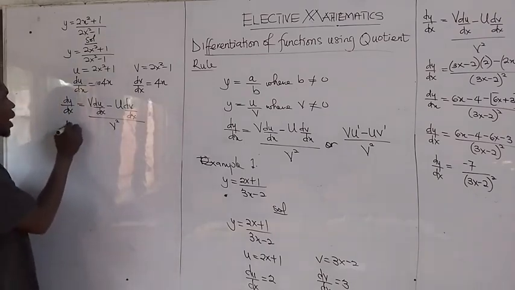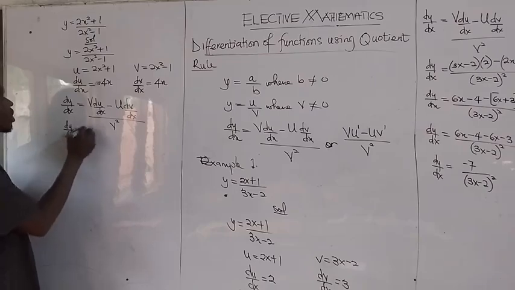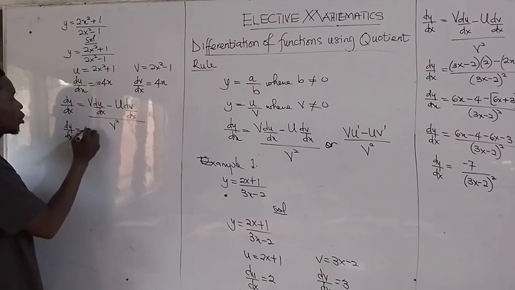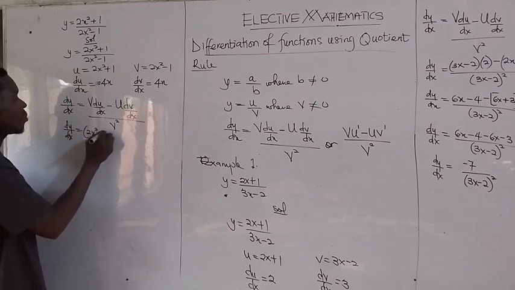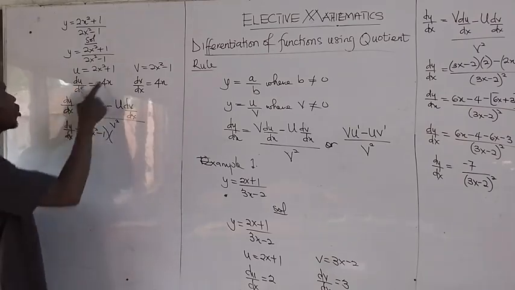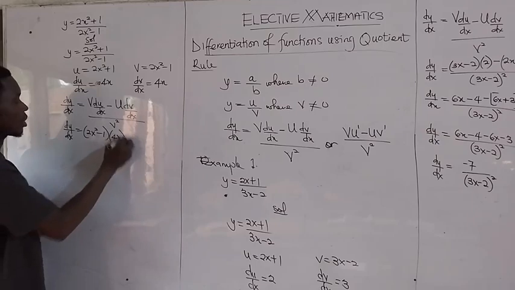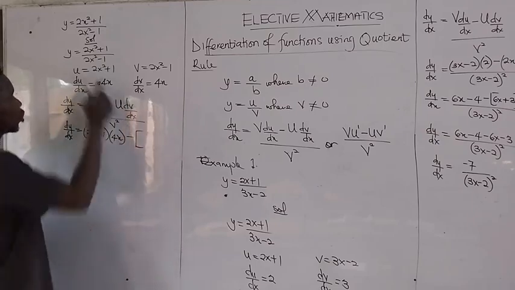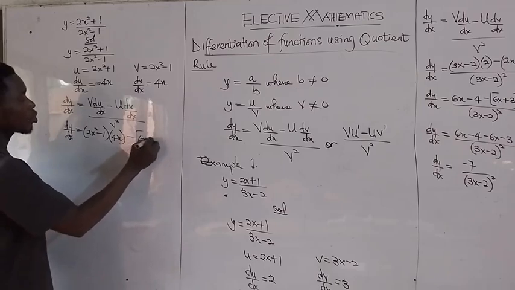So our dy over dx is equal to, what is the value for v? V is here, which is 2x squared minus 1. Then what is du? Du is 4x. Minus, bring a bigger bracket. What is u? U is 2x squared plus 1.